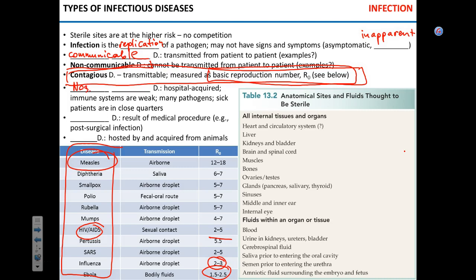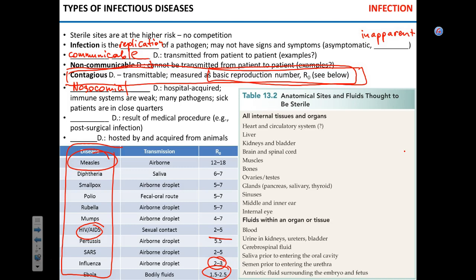Nosocomial infection. Acquired in a hospital. We discussed this, why nosocomial infections are common. You have a lot of sick people in close quarters. That's it. Okay.